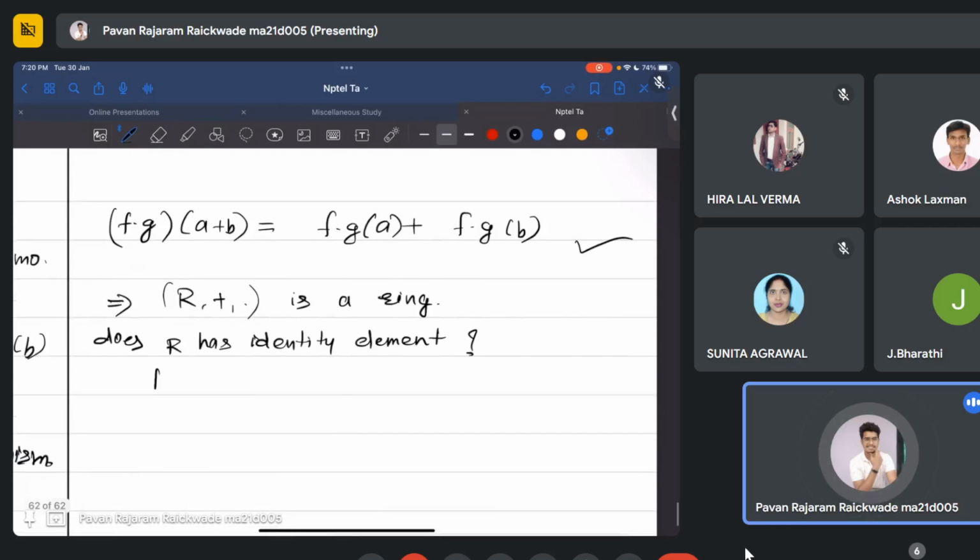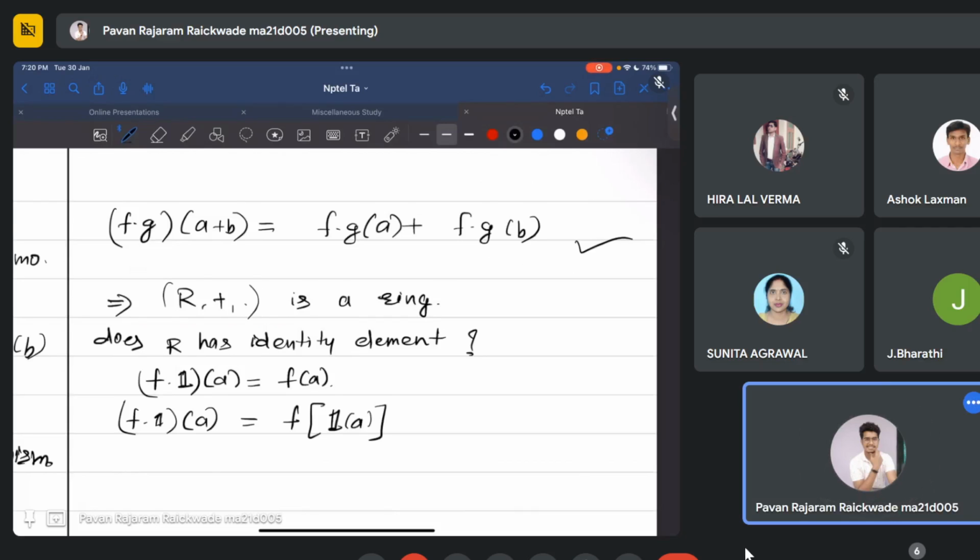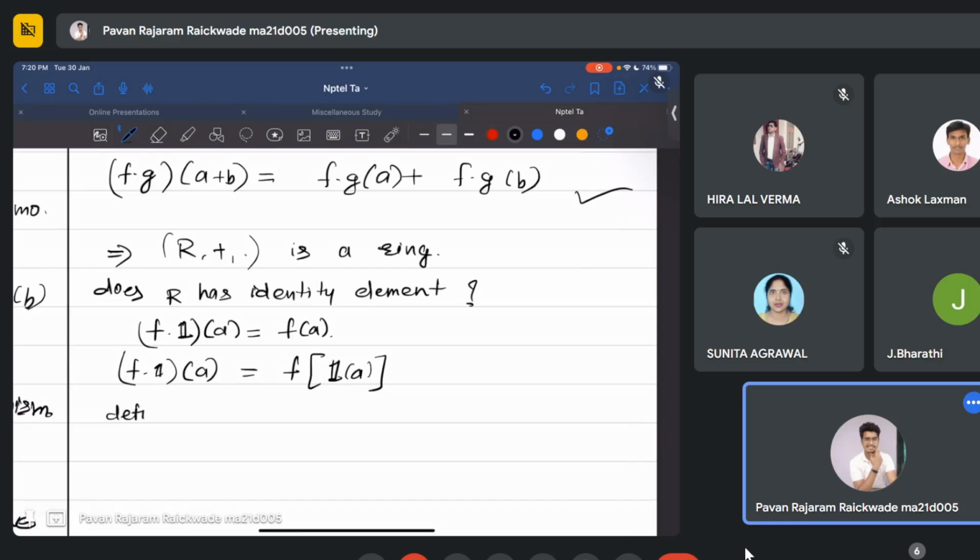So what that means, I need an element like 1 in some sense, so that F∘1 of A is equal to F of A, right? So what is F of any element? This is the same as F at this one function at A, right? So if I define a constant map 1 from A to A as 1 of an element A is itself, yeah, the identity map.